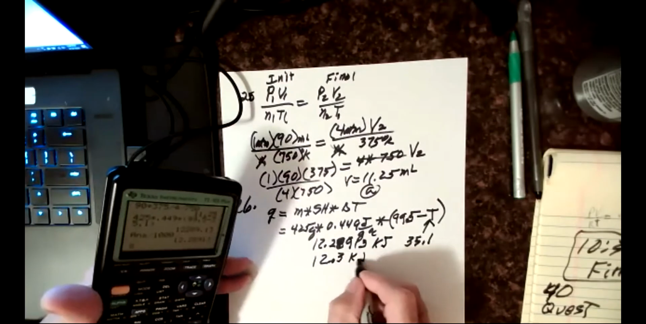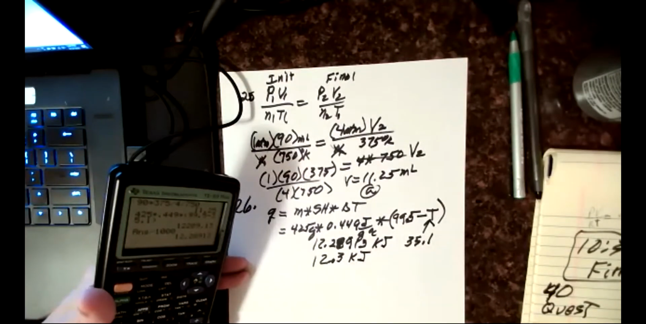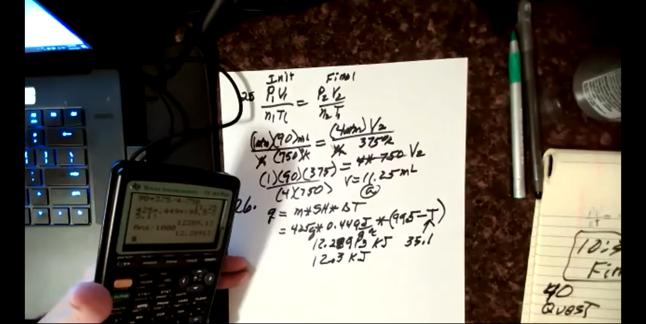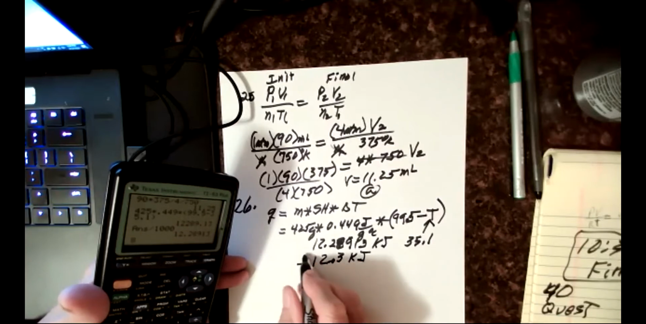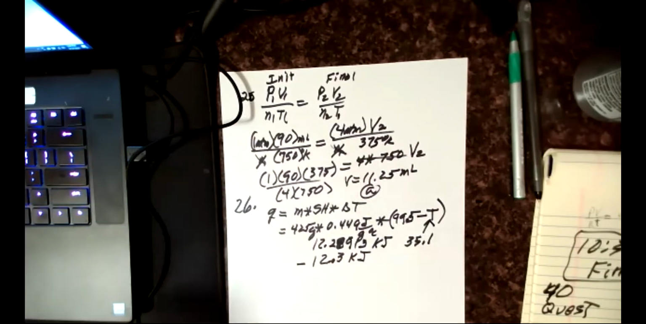kilojoules. But now, what sign do we attach to it? If the iron got colder, the heat came out of the iron, right? So coming out is negative. So the sign is negative.